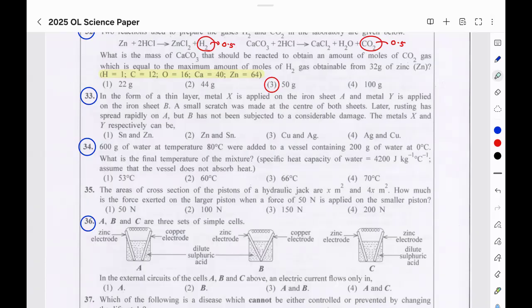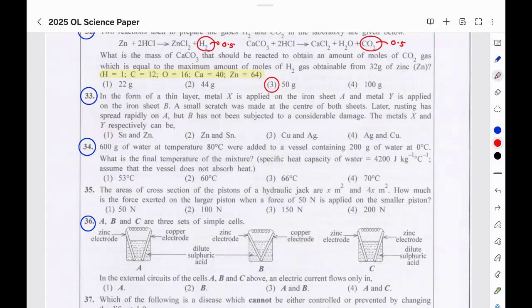But you can see that the other one, even though there is a small scratch, it doesn't matter. There is no considerable damage in B. Then it is zinc, because zinc is already reacting with water and oxygen. Then iron is safe. The iron sheet is safe because zinc is highly reactive. Therefore, the answer is the first one.